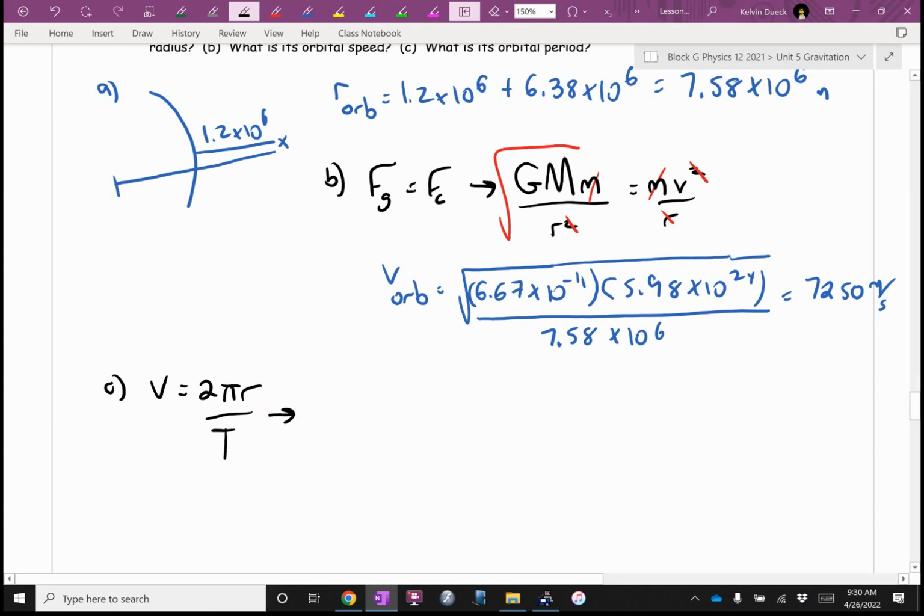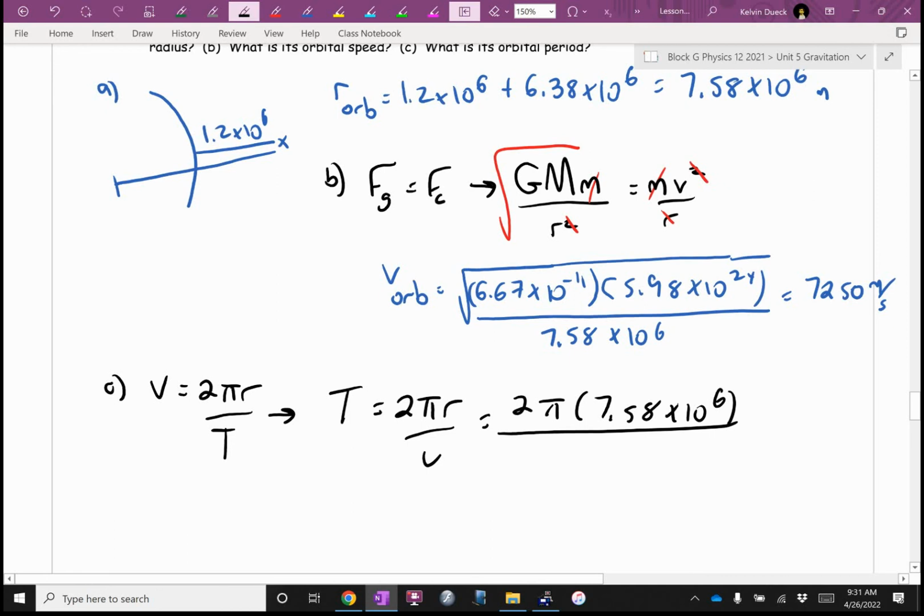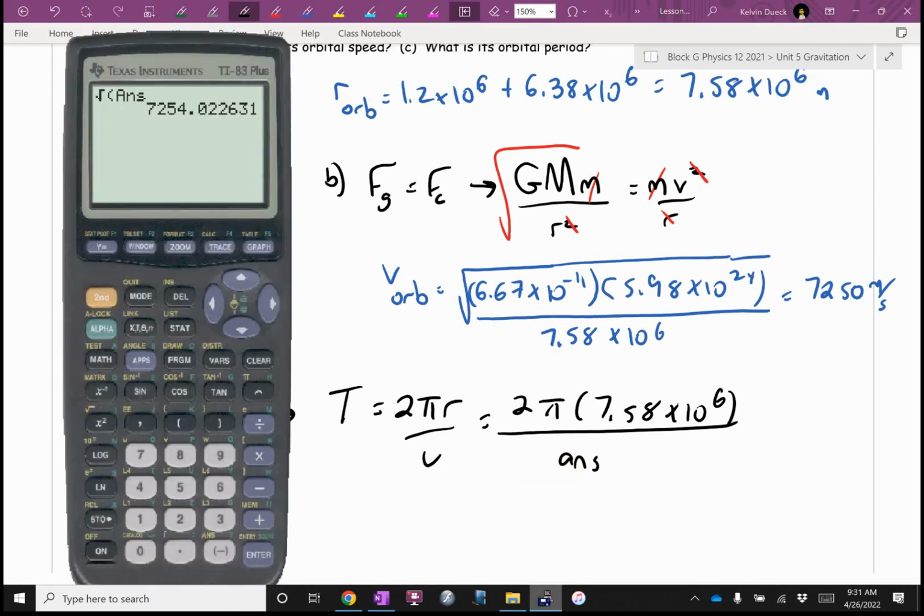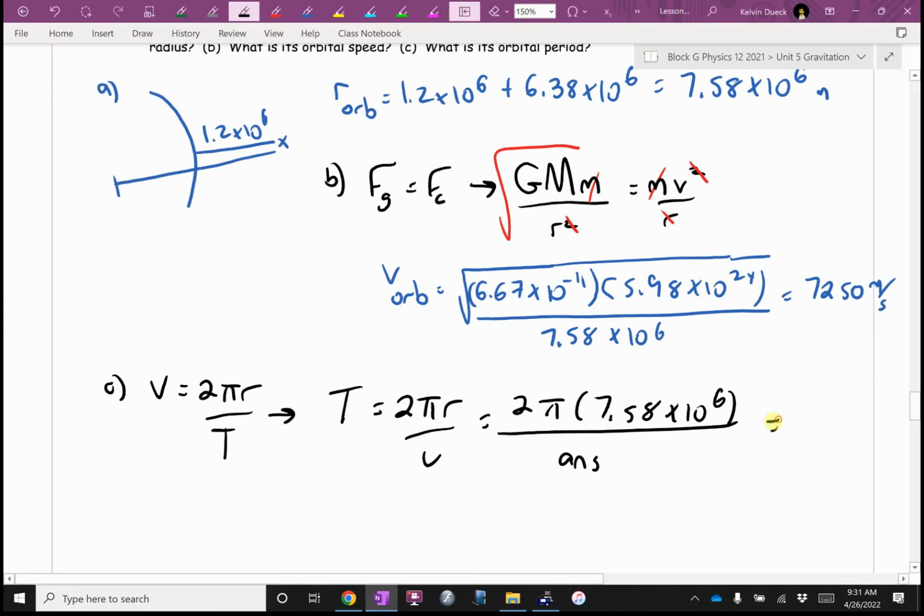But since I happen to have orbital speed, where is the T right now? The T will move to the top. The V will move to the bottom. Orbital period is 2 pi r over the speed. So it's going to be 2 pi times 7.58 times 10 to the 6th divided by my answer. And I get 6570 if I go to 3 sig figs. And I would have got exactly the same answer if I'd gone gravity is what's pulling me in a circle.